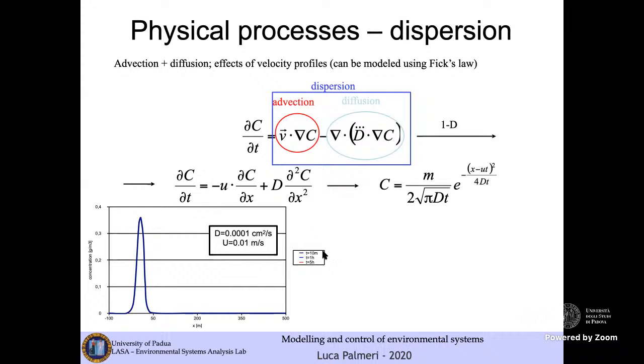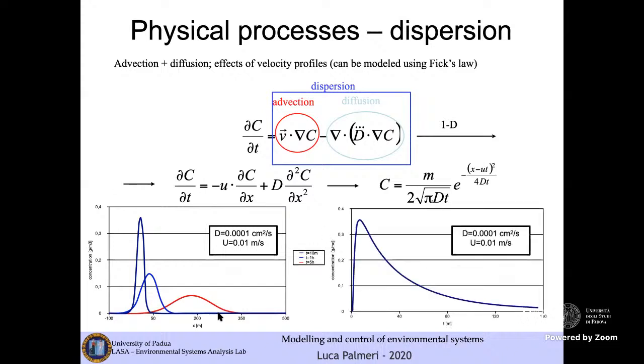0.01 meters per second. For example, after 10 minutes, you will have this kind of change in concentration along the x section. After 1 hour, you will have that material is moving due to advective processes, but also that the bell-shaped function is spreading due to dispersion processes. After 5 hours, you will have that the material has moved away from the starting point and diffused into the surrounding space.